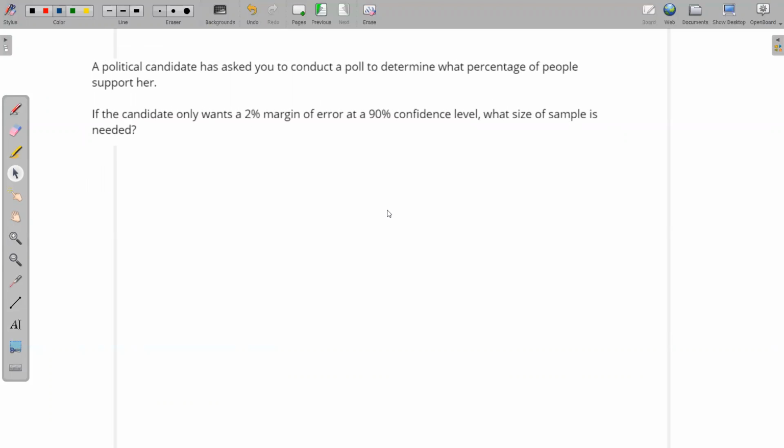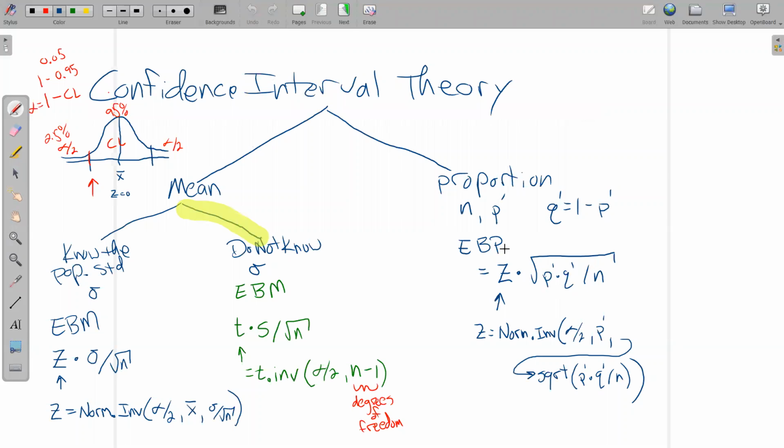Okay, so a political candidate is asked to conduct a poll to determine the percentage of people who support her. So this is a proportion, so right away I want to determine the percentage of people. Determining some percentage means I'm doing a confidence interval and it's for a proportion in this case. So I'm just going to make a note of that. This sentence means find a confidence interval for a proportion. So on my previous page of notes, I'm in this region over here. So I'm going to have to apply this formula in a moment.